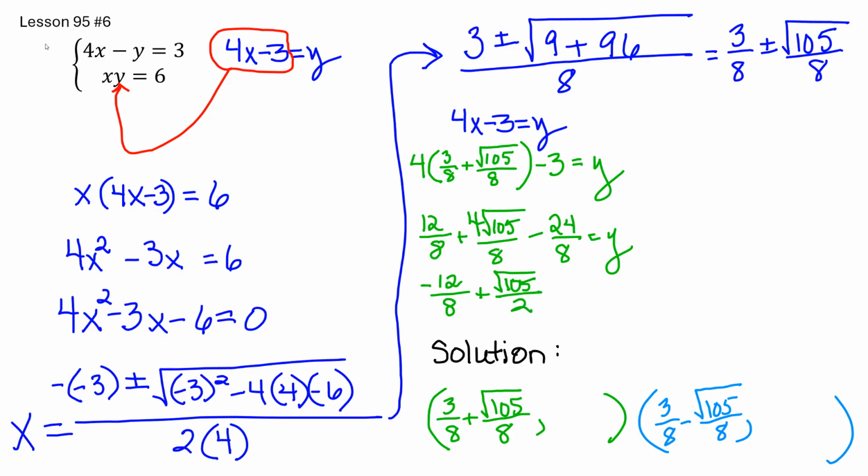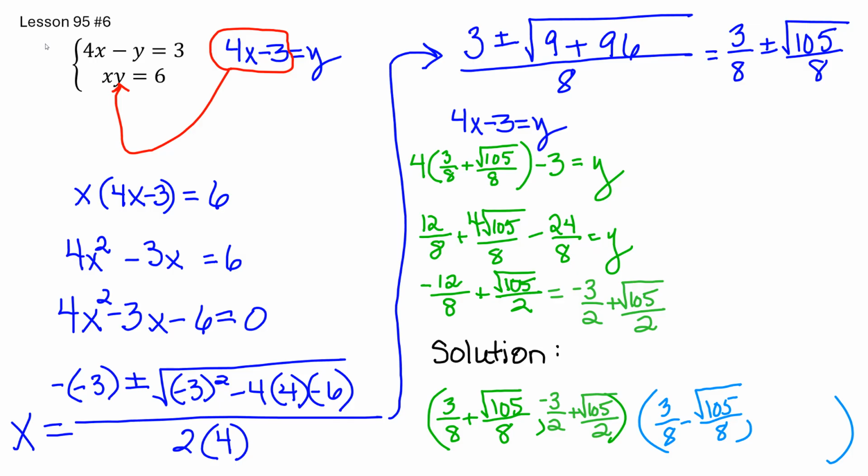And now we just combine all we have there: 4 square root of 105 over 8, which we're reducing to the square root of 105 over 2. We just reduced it by a factor of 4. And then we're going to add the 12/8 minus 24/8. That's going to give us negative 12/8. And then when we reduce that, it's going to be negative 3/2 plus the square root of 105 over 2, and that is the y value that goes with that x value.